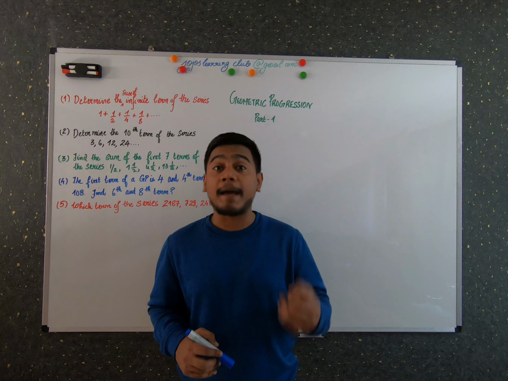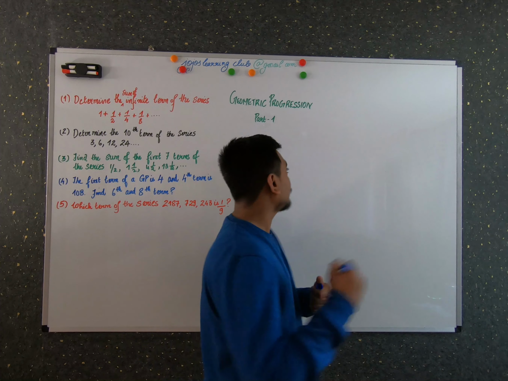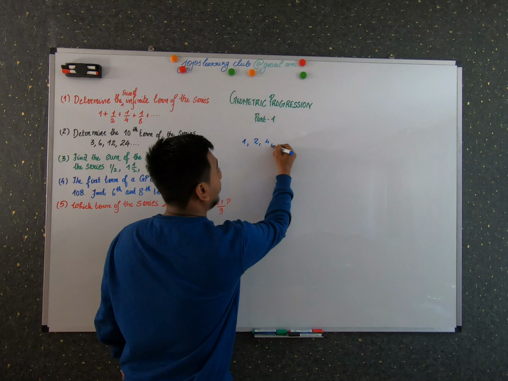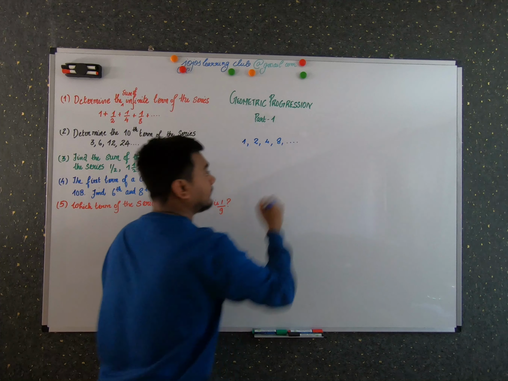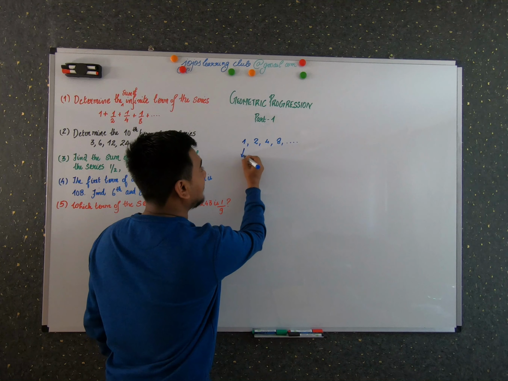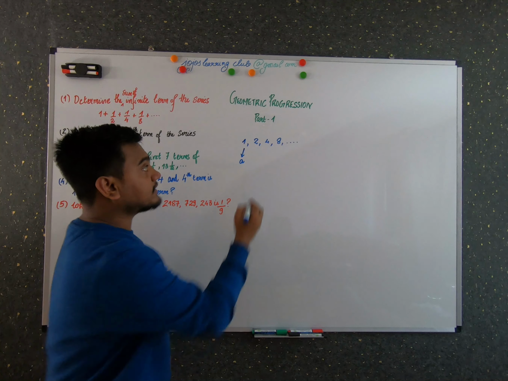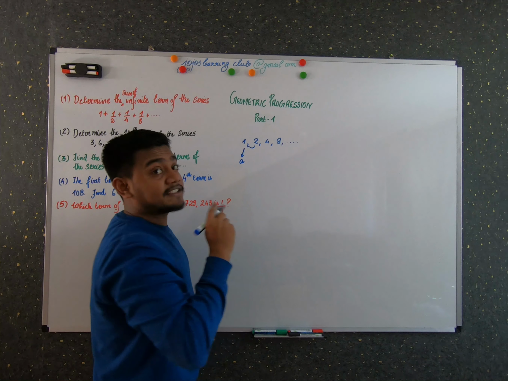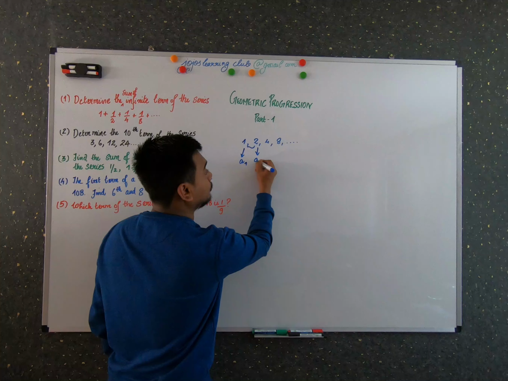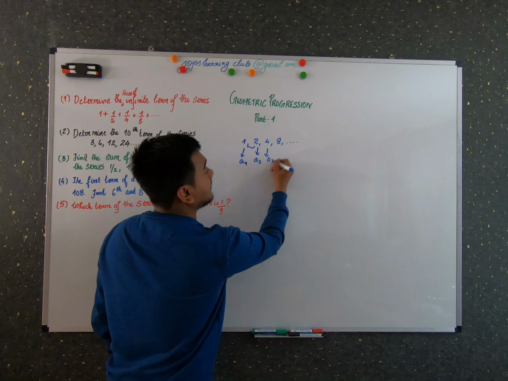So let's write an example of a geometric progression. Let's say 1, 2, 4, 8 and so on. In this expression you can see that the first number we represent as A. Okay, let's take the ratio of the second term by the first term. Let's represent this as A1, this as A2, this as A3, this as A4.